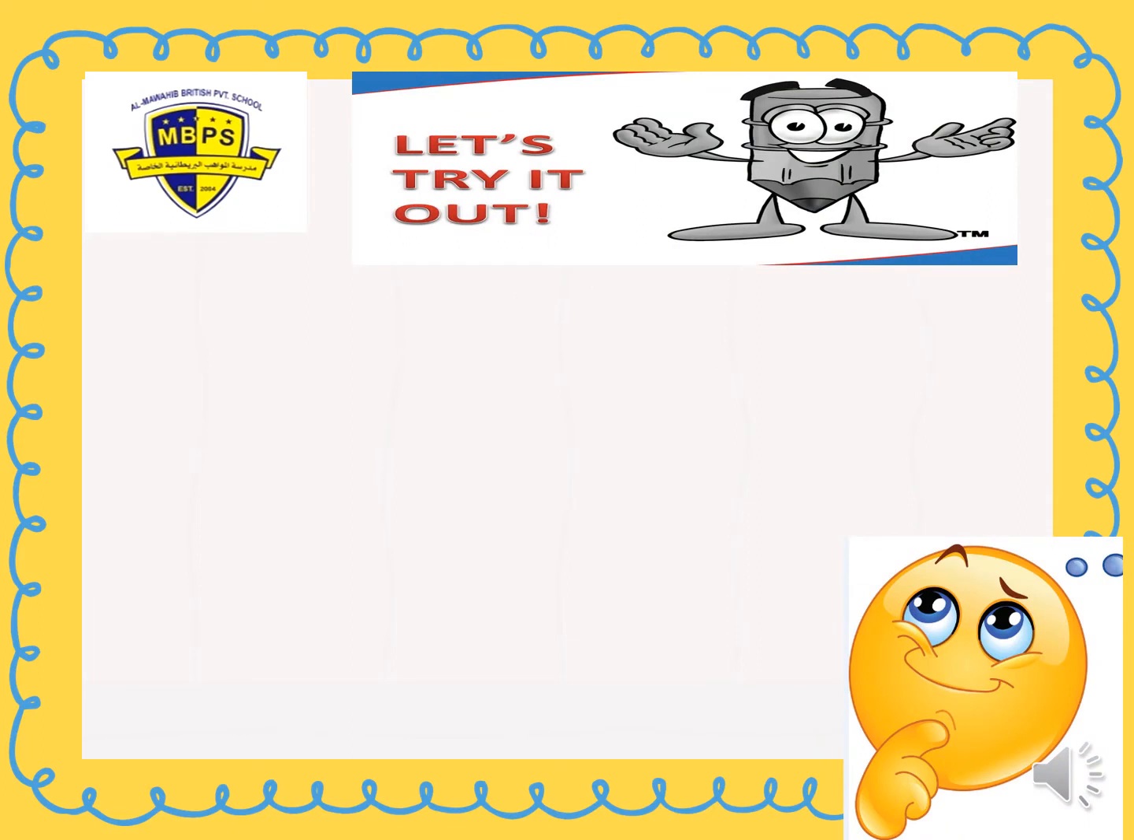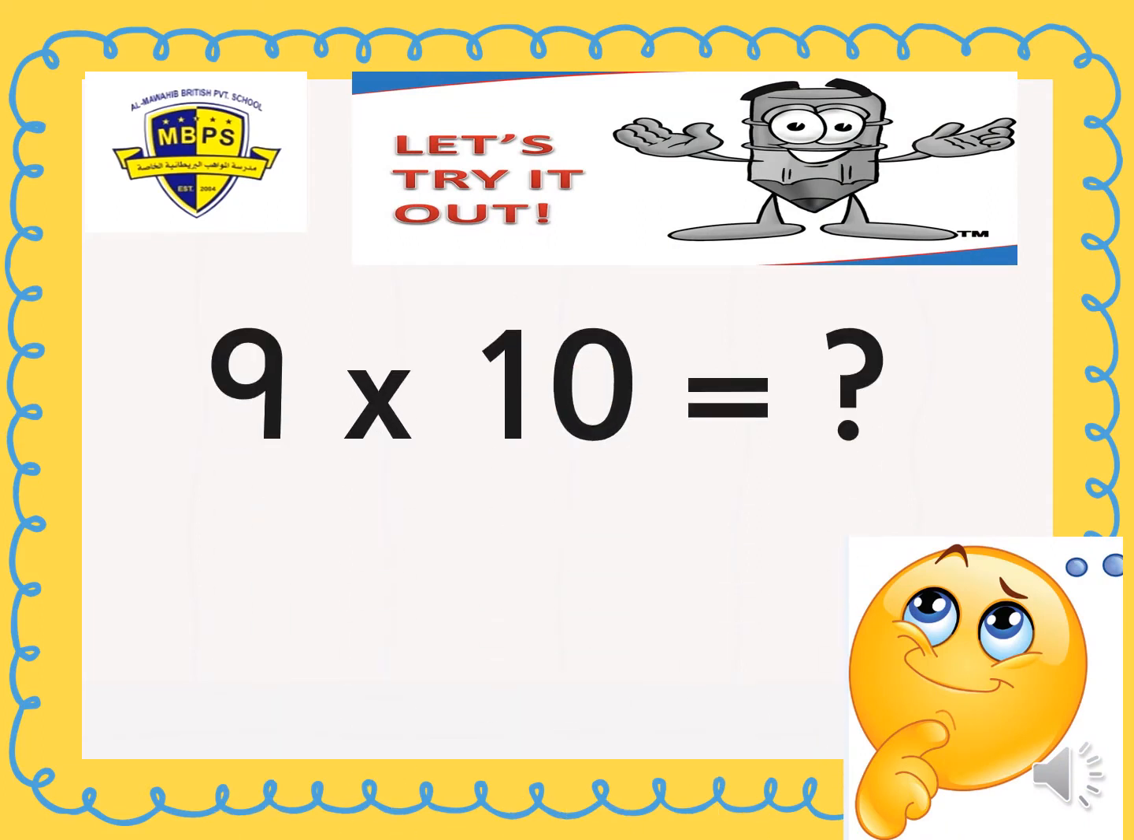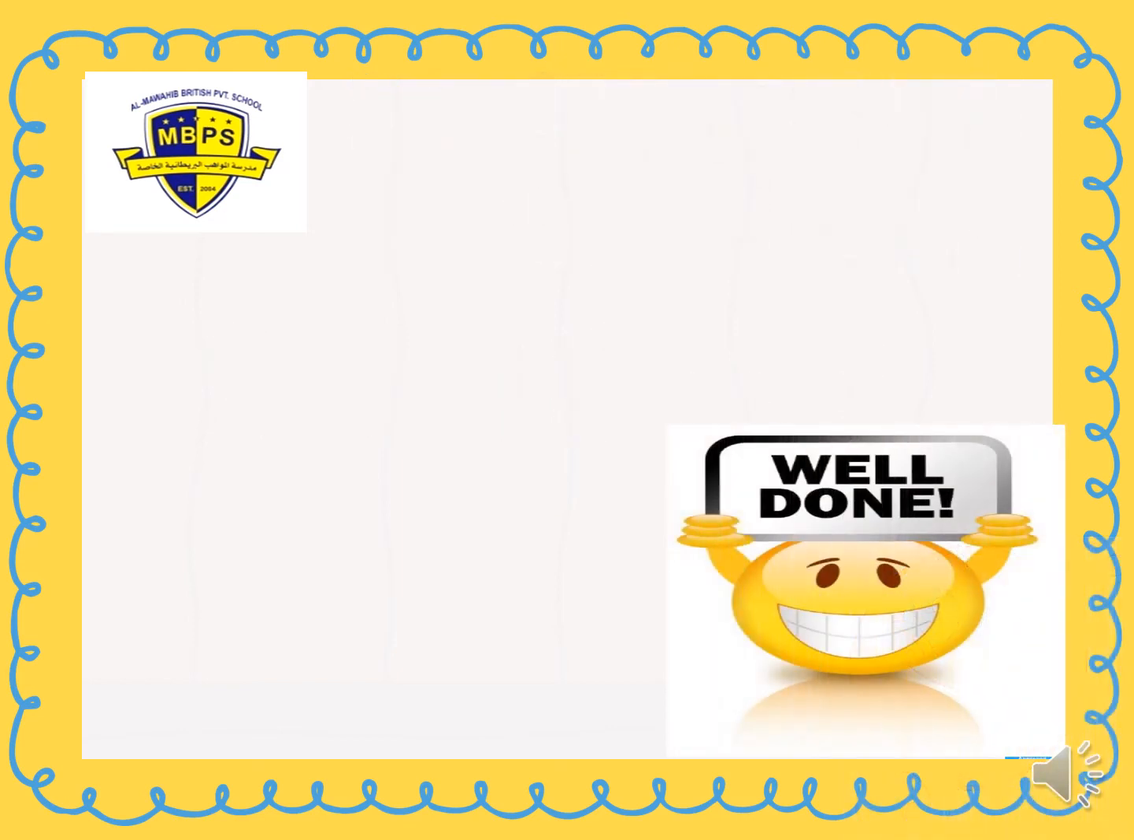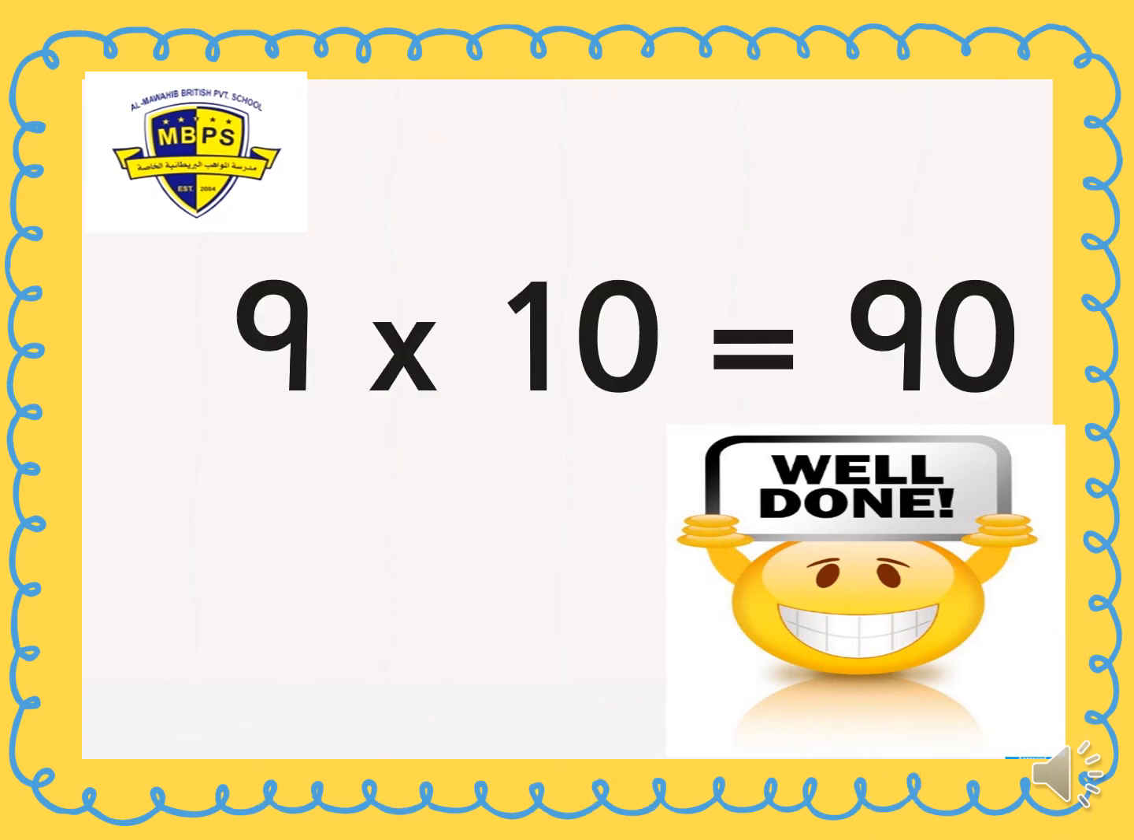Let's try the last one. 9 times 10 equal what? Try to think. If you have 9 groups of 10 equal what? Open 9 fingers, skip by 10 until you get the answer. Are you ready? Did you find the answer? Well done. 9 times 10 equal 90.